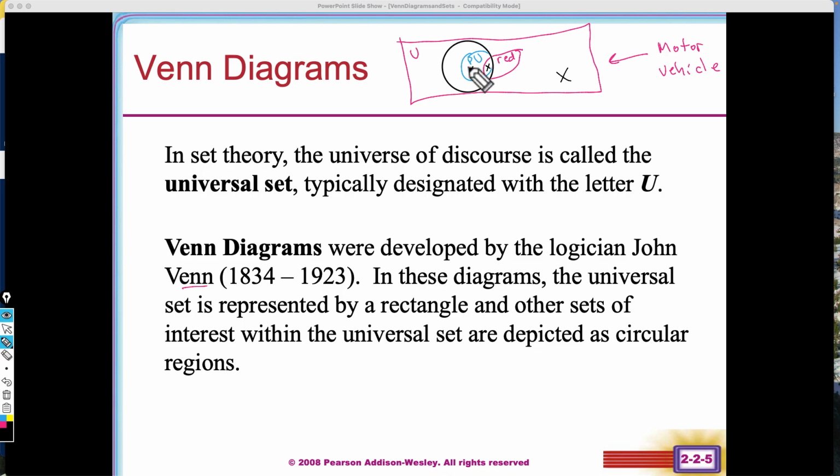Something over here, what do we know about it? We know it is a pickup truck, but we also know it's not red. There we go. It's either in or it's out. And so there's going to be these overlapping things. And if it's in the red, we know that it's red, but it's not a pickup truck. There we go. Exactly. It could be a red motorcycle or a red sedan.